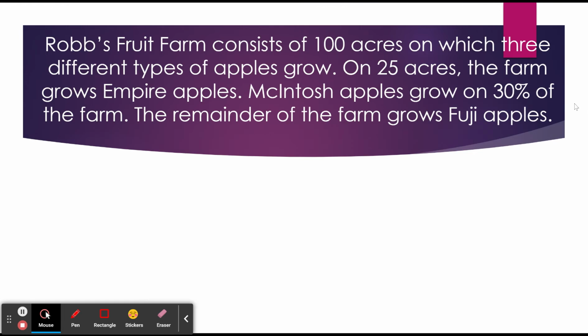All right, our next exercise. On your paper, make sure you're following along. This is where you're going to need your black, green, and purple marker or crayon or pencil. Rob's Fruit Farm consists of 100 acres on which 3 different types of apples grow. On 25 acres, the farm grows Empire apples. McIntosh apples grow on 30% of the farm. The remainder, or what's left of the farm, grows Fuji apples. So you already know we're going to relate this to the percent because this is a 100-acre farm.